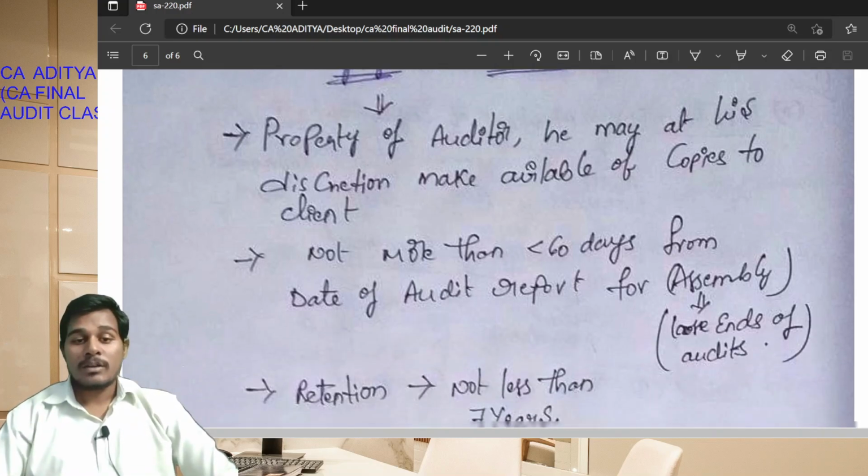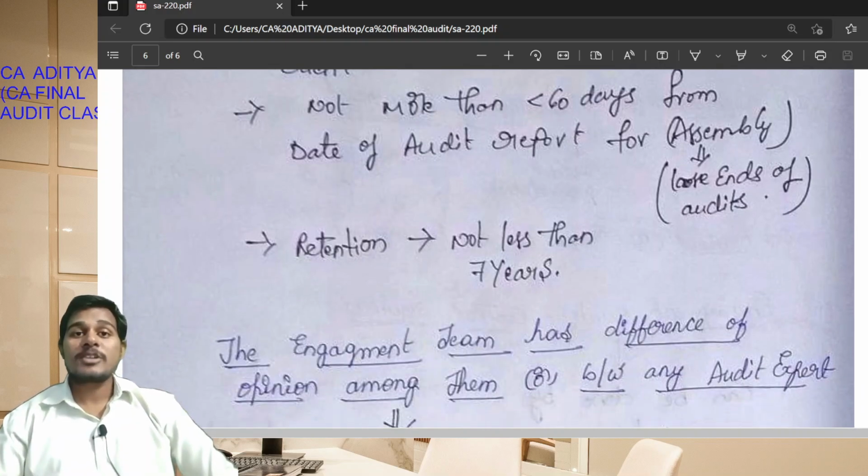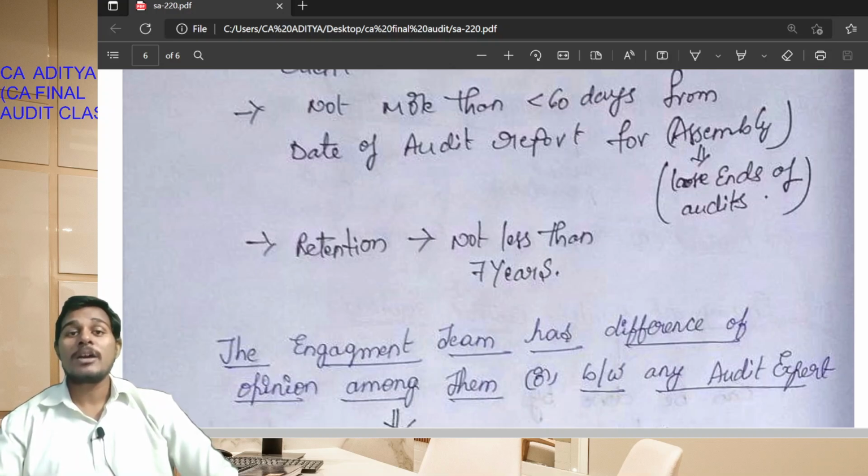Okay students, retention of engagement documentation. The engagement documentation should be retained for a period of 7 years.